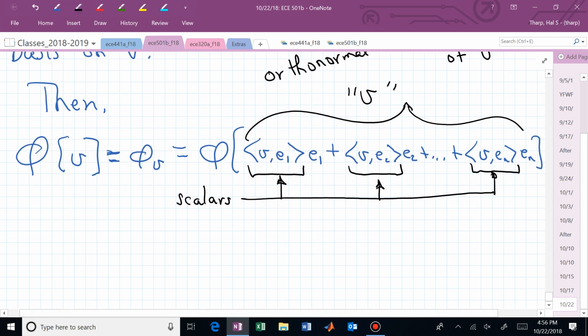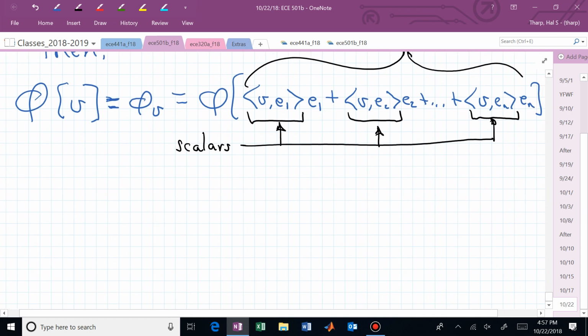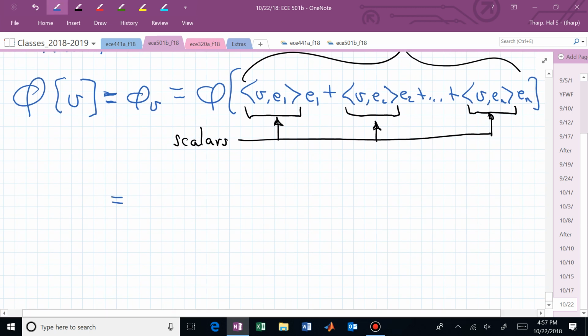And if those are scalars, then what is phi? Phi is a linear functional. So now we can use the linearity property of our functional to slide those inner products out, or move that phi and apply it to each of these basis vectors. So on the first one, instead of phi of the inner product of v with e1 times e1, slide that scalar out, and now we have that scalar scaling phi of e1, which we're just now calling phi sub e1 in our shorthand, if that makes any sense. So what I tried to say is this is now equal to the inner product of v with e1 times phi of e1.